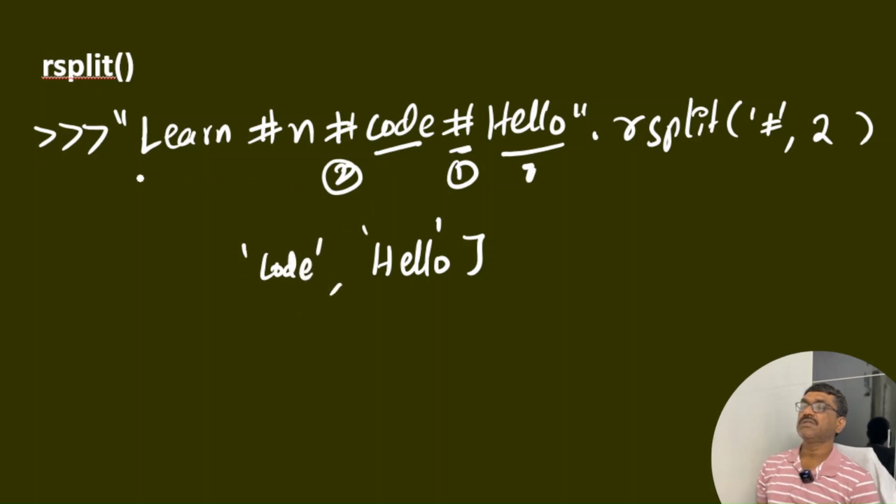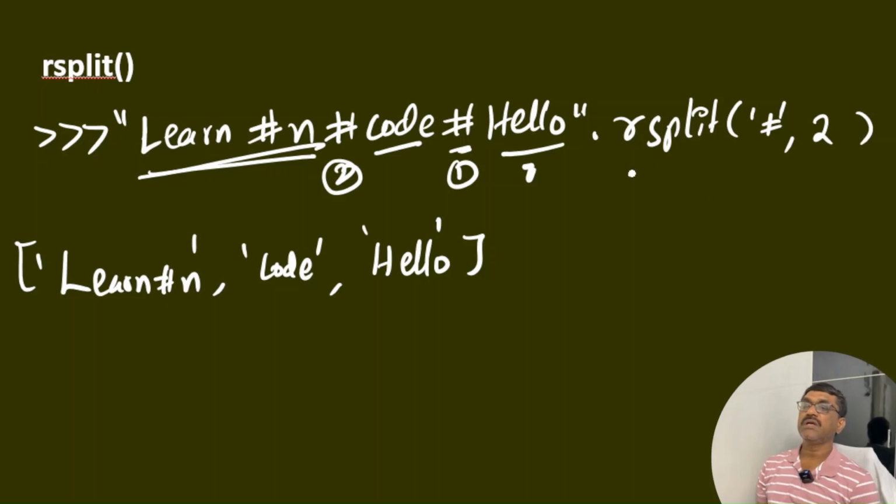Okay. Now, what about this? For this, we are not going to apply any kind of split. Why? Because the count is 2 only. So whenever it encounters the second hash from right to left, then after displaying the items hello and code, the rest will be displayed as the remaining item as it is, learn hash n. So this is the output of applying rsplit. So this is a simple discussion about split and rsplit.